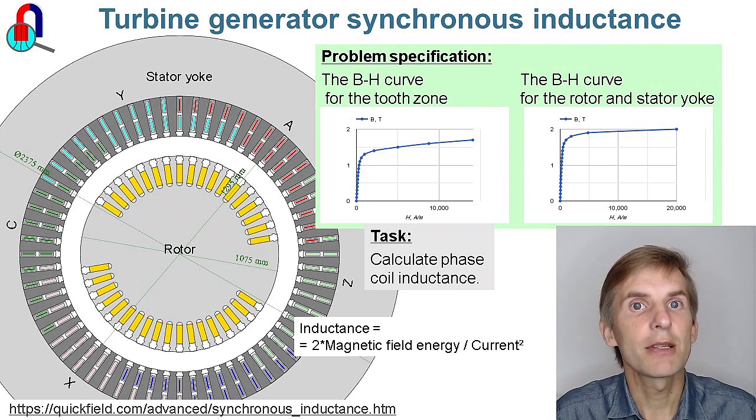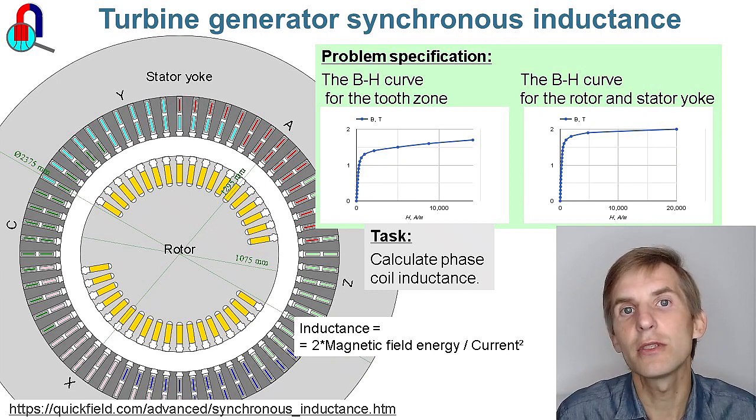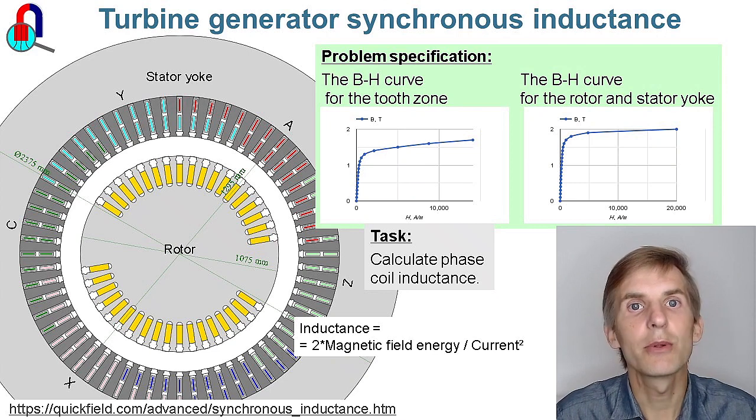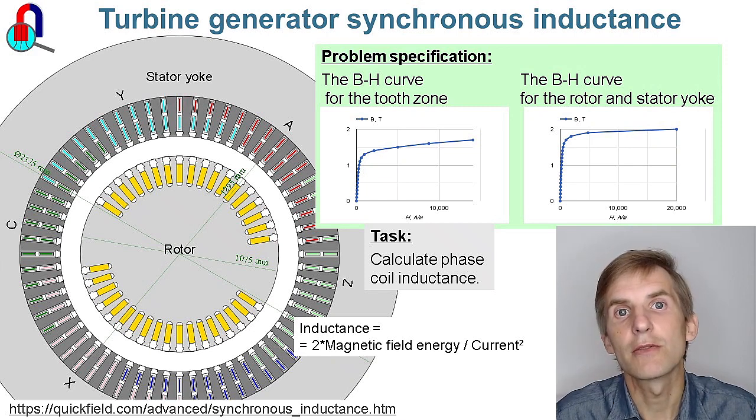In real case experiments, they used AC current. They measured the voltage, the current, and the phase shift between the current and the voltage. But in my case, with the help of QuickField, I can look inside and see the magnetic field distribution. So there is no need to use the AC current. I will use DC current and measure the magnetic field energy. And the inductance is the ratio of the magnetic field energy value doubled to the electric current value squared.